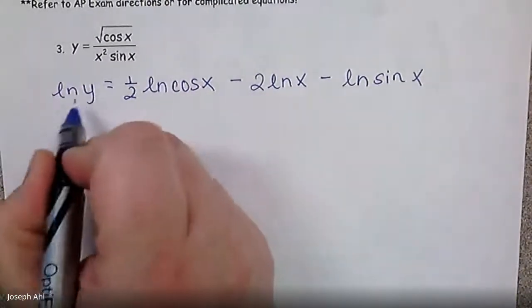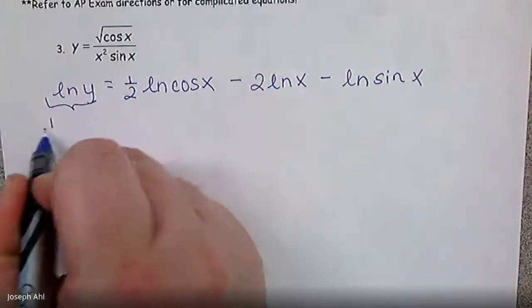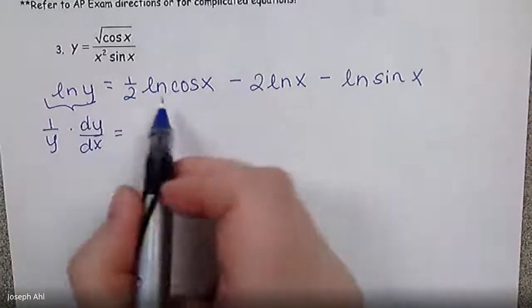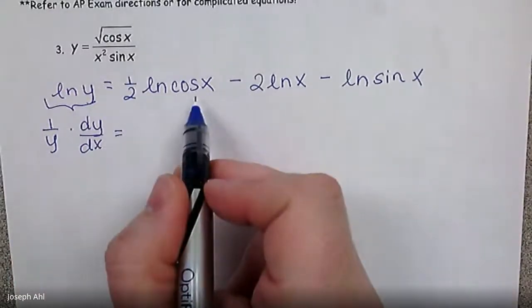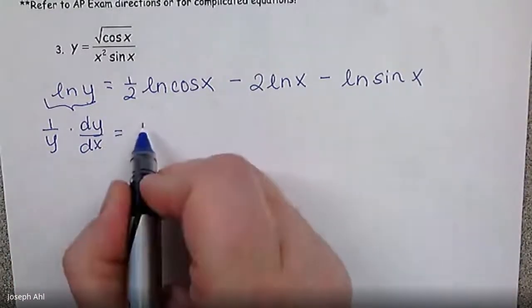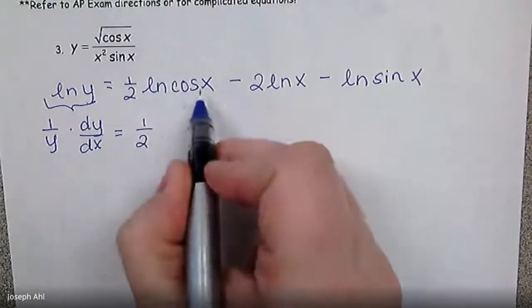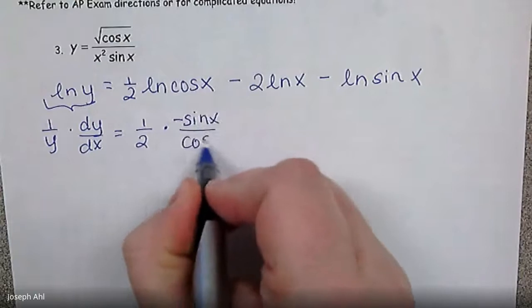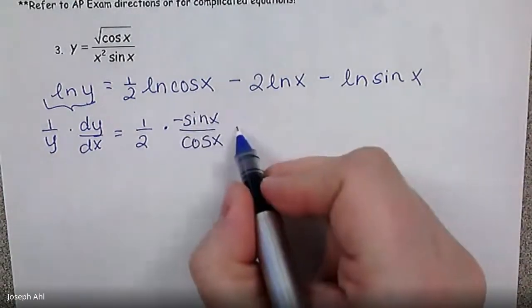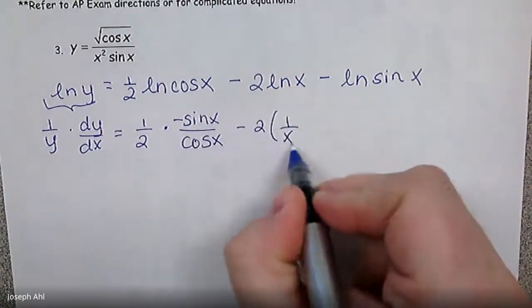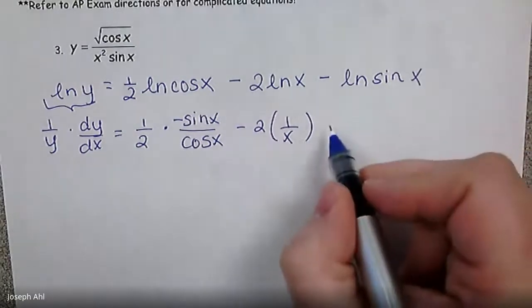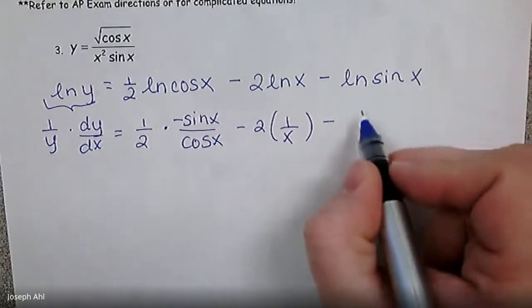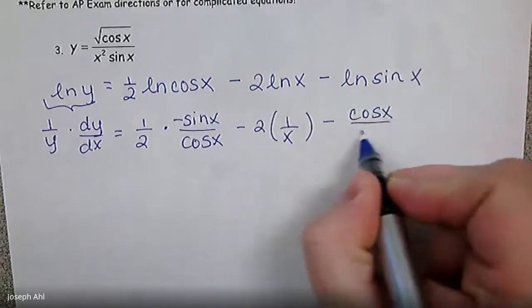derivative of both sides. Similar to what we saw in the last case, this is going to be 1 over y dy dx. And then the derivative of ln cos x is 1 over cos x times the derivative there, which is negative sine x. So it's going to be negative sine x over cos x after doing that. Minus 2 times 1 over x. And at the end, minus, you're going to get 1 over sine x times the derivative of sine, which is cos. So it's going to be minus cos over sine.